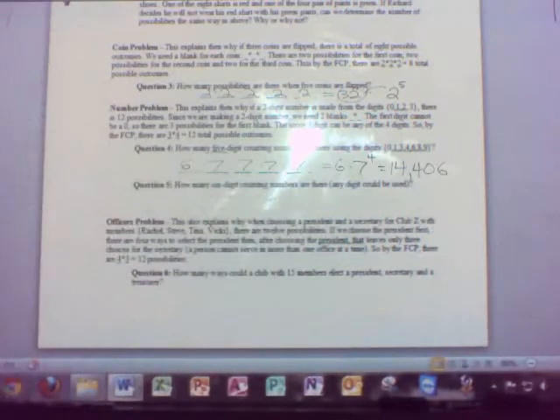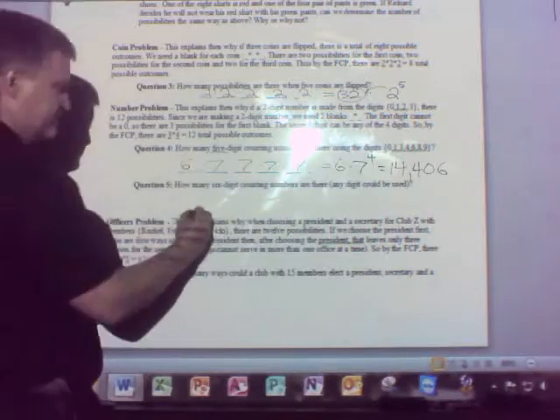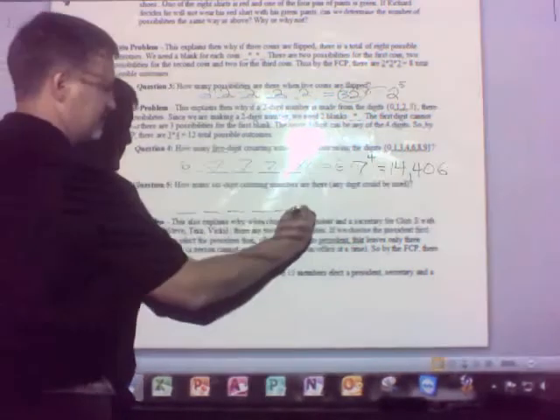Question 5 then. How many 6-digit counting numbers are there? Any digit could be used. No restriction on the digits. How many blanks? Well, if it's a 6-digit counting number, you want 6 blanks. Okay? How many possible are for the first blank?